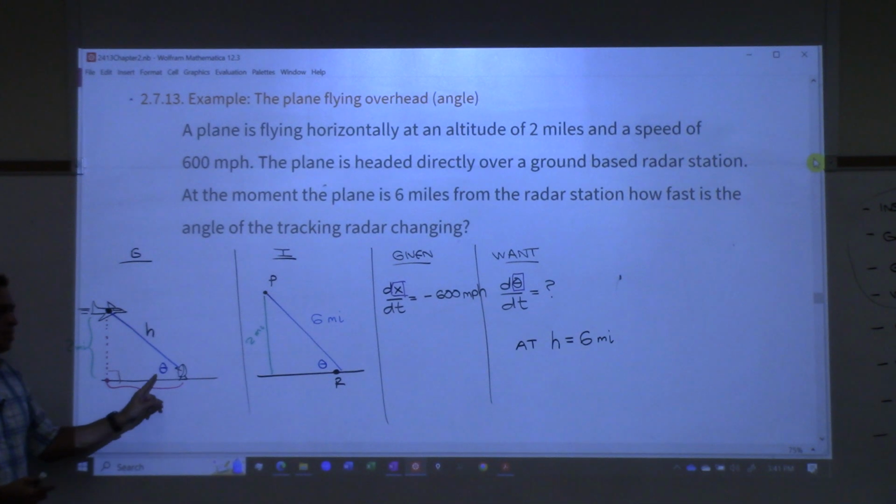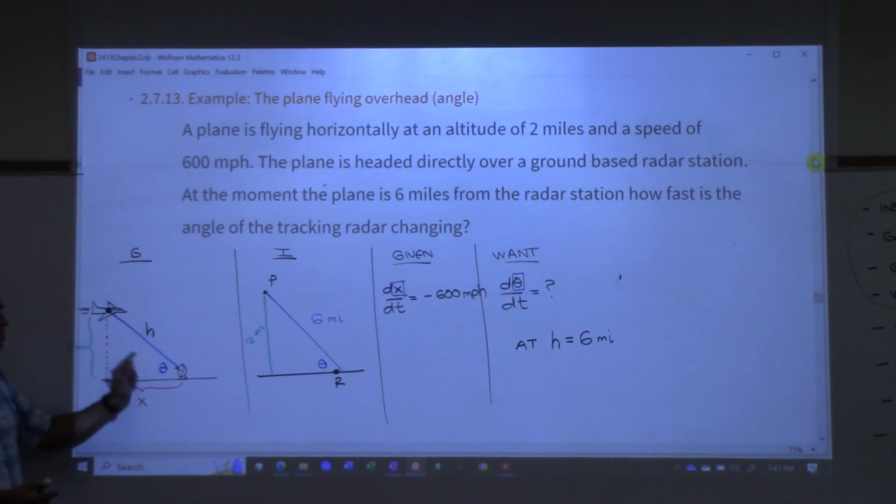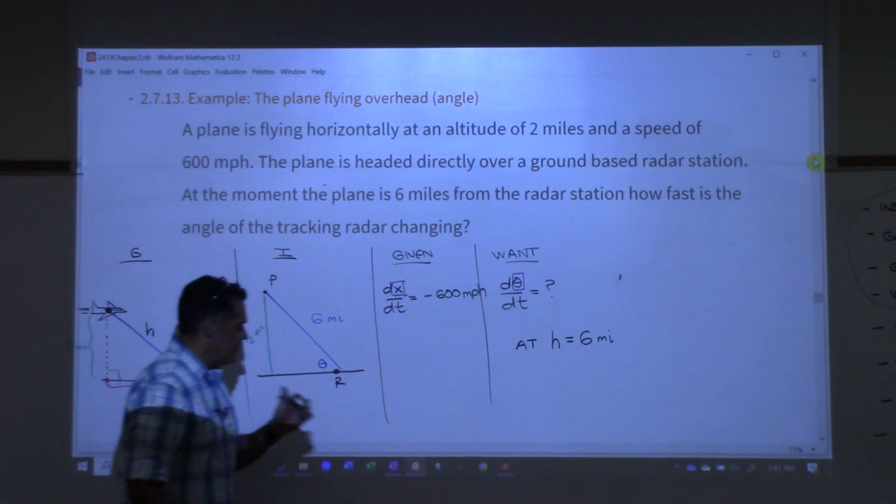Yes, of course you could say sine. Well, no, sine wouldn't connect it. Sine is what, opposite and hypotenuse? We could do cosine, adjacent and hypotenuse. But the problem with that is you would have an h in the equation. You don't want h. So tangent is the best way to go. Tangent theta, here's my equation.